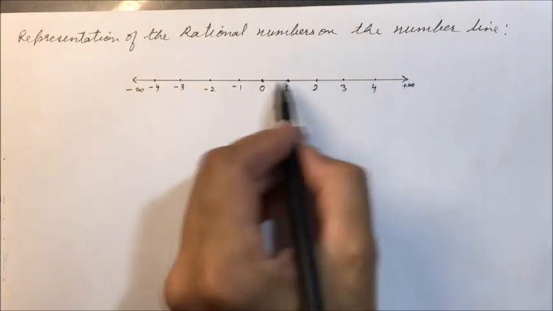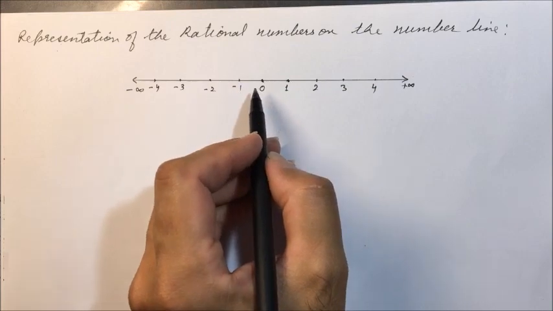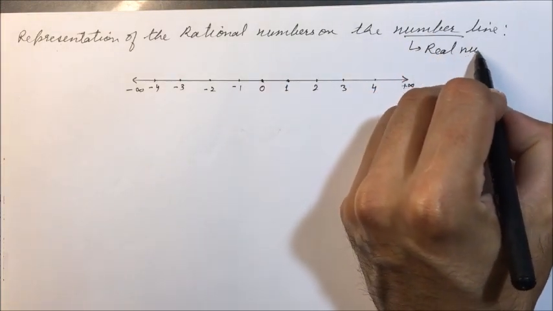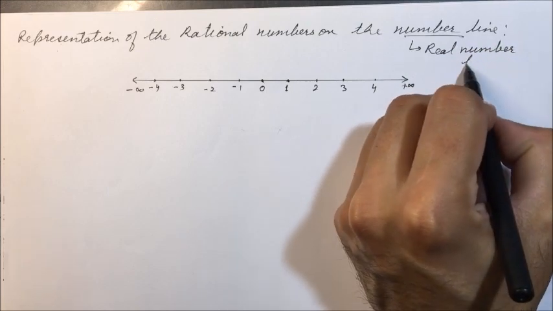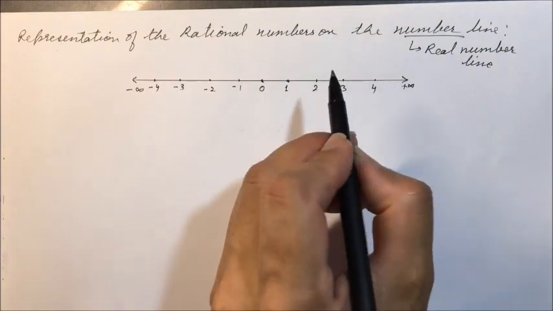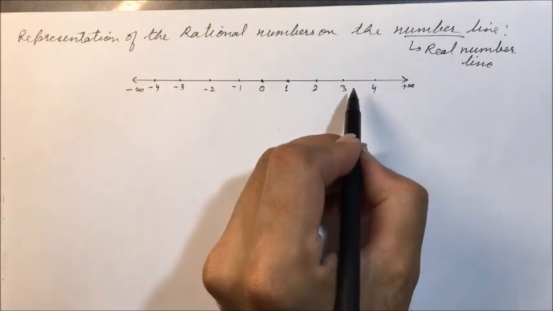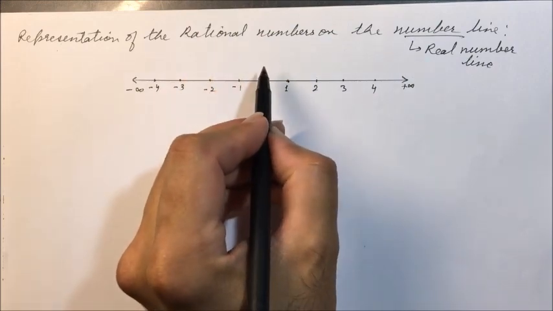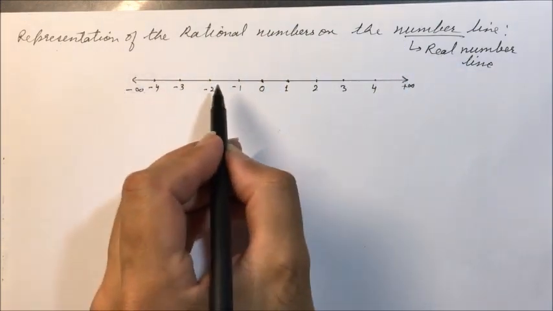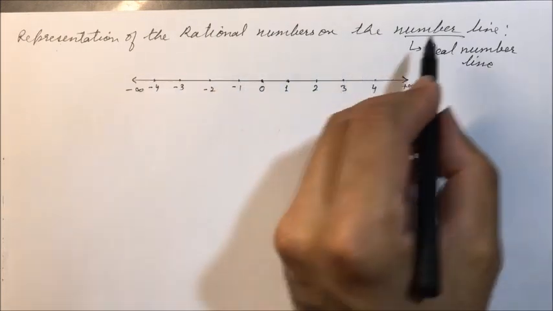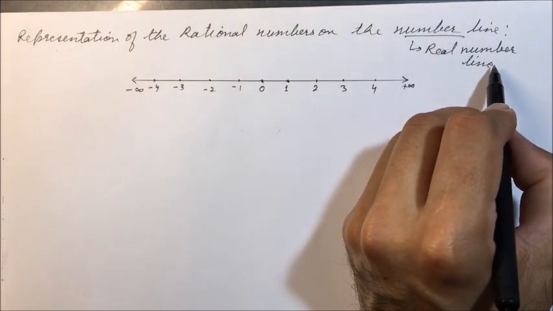This number line is also called the real number line. The reason is that the real numbers we can represent on this line. Imaginary numbers we can't represent on this line. Real numbers include rational as well as irrational numbers. So on this line we can represent rational as well as irrational numbers, and this number line is called the real number line as well.